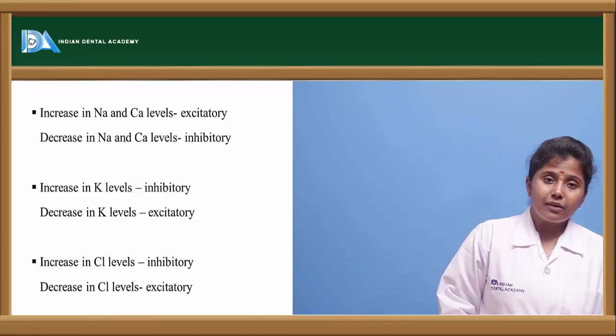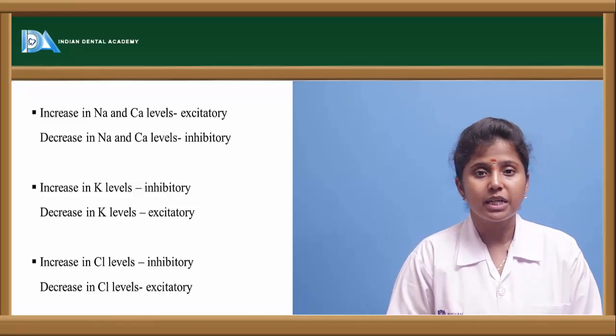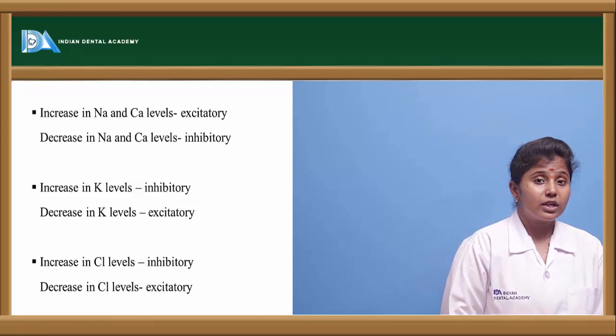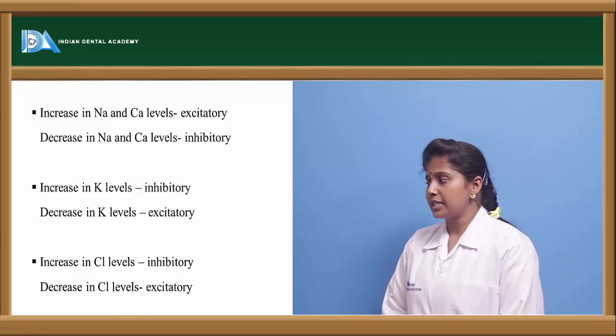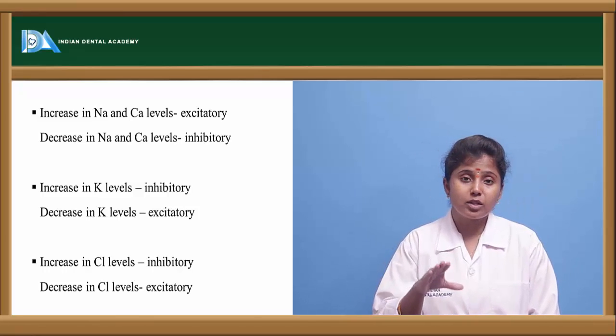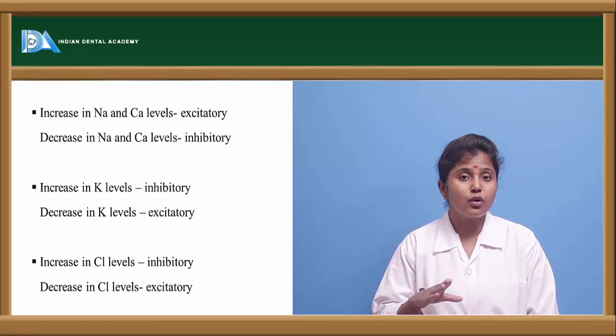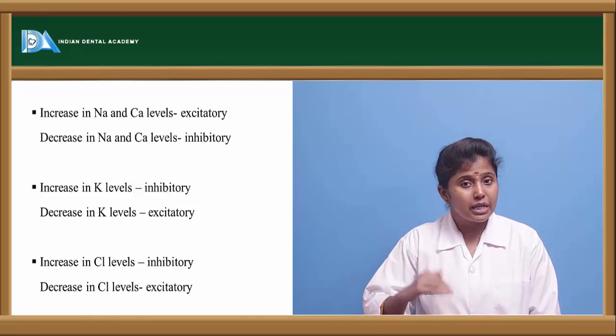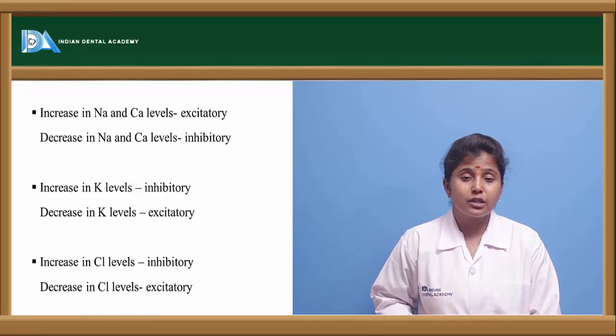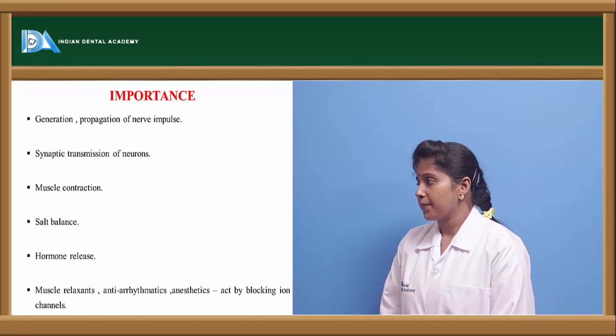And if chloride levels are increased, it shows an inhibitory effect, and if the chloride levels are decreased, then it shows an excitatory effect. So based on the concentration of the ion also, whether it is showing inhibitory action or excitatory action, it is based on the receptor.